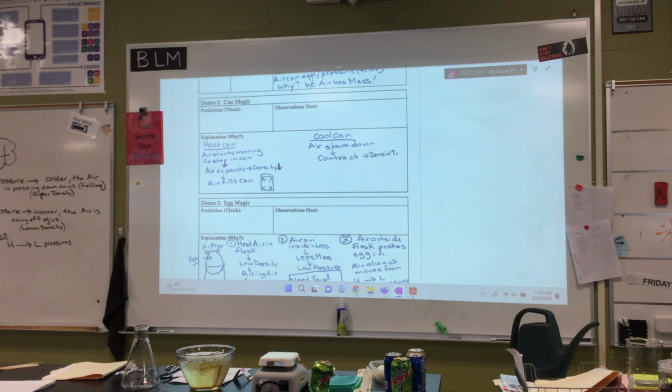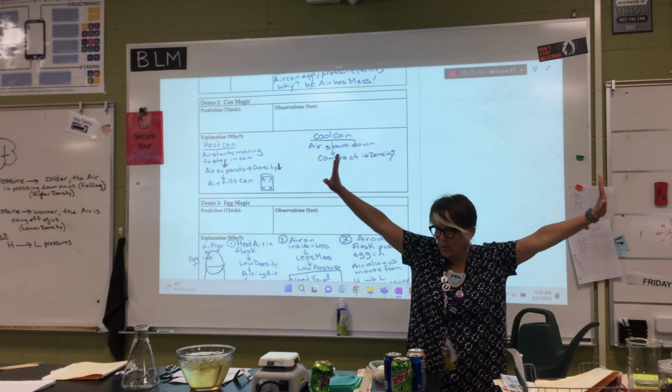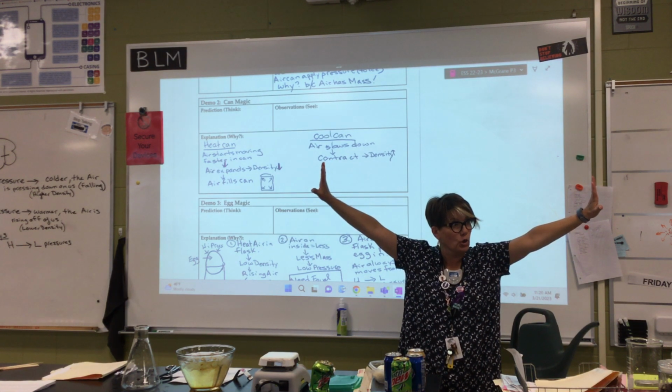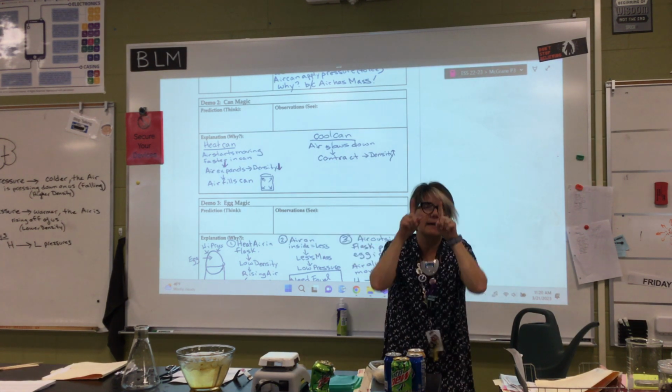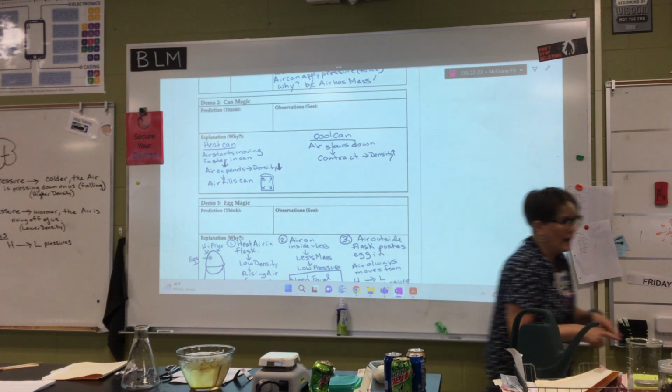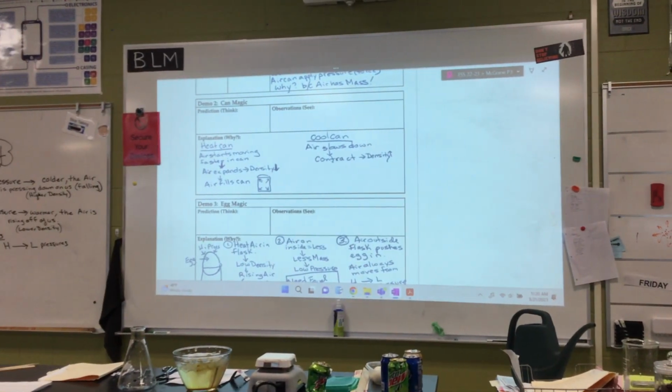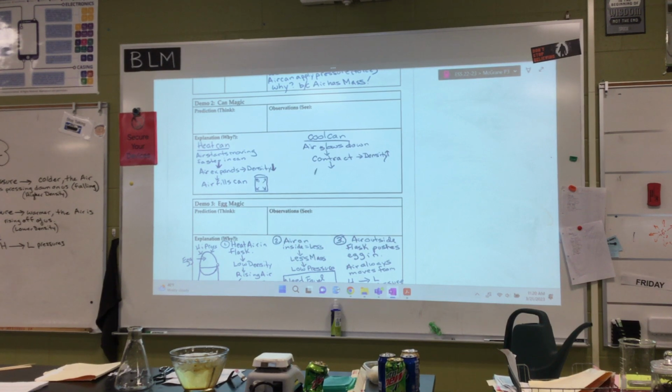All of those air molecules get pulled to the center. So if this was the air in the can pushing out on all sides, the moment we cooled that air inside quickly, all of the air quickly contracted into the middle and left empty spaces all around that can. And the universe does not like empty spaces. It does not like a vacuum. So when it contracted, the air sinks to middle of can.